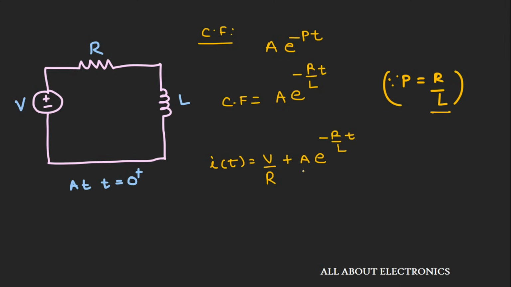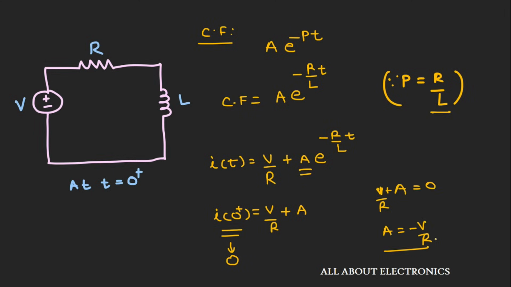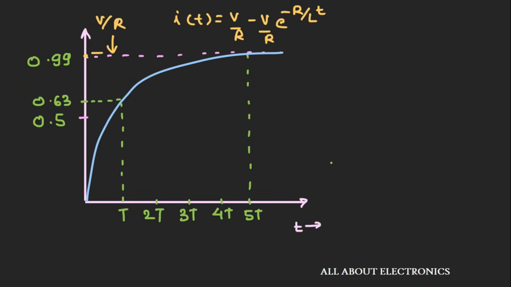Now to find the value of this coefficient A, let's apply an initial condition. At time t is equal to 0 plus, we can write this equation as V by R plus A. And we know that at time t is equal to 0 plus, the value of inductor current is 0. So we will get V by R plus A equal to 0, or we can say that A is nothing but minus V over R. So we will get inductor current i(t) as V by R minus V by R into e to the power minus R by L into t.